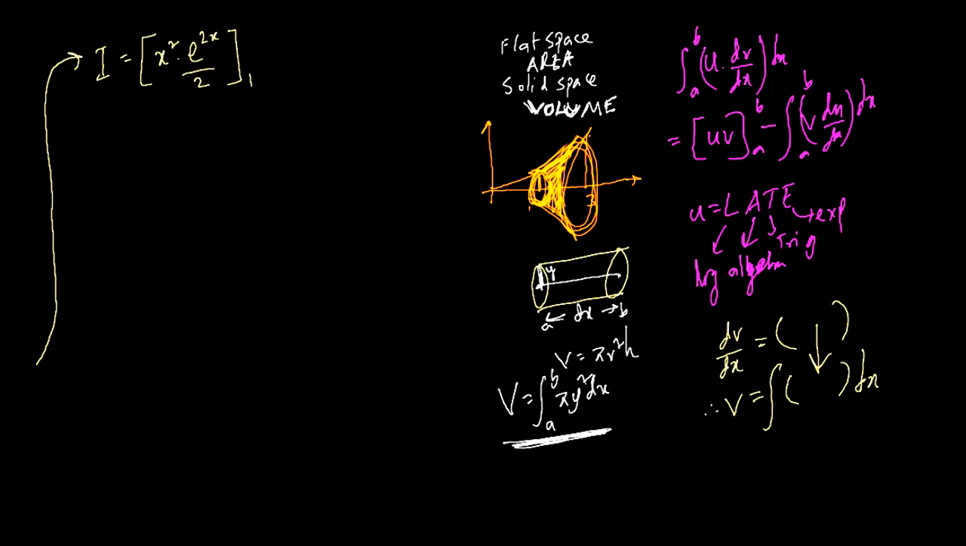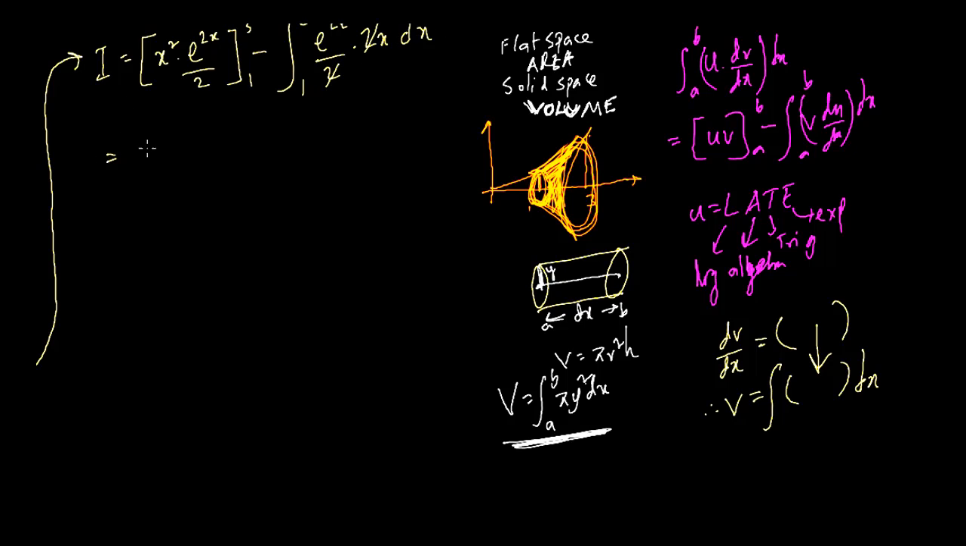So the limit is 1 to 3, minus integration, limit 1 to 3. V is going to be again e to the power 2x divided by 2, and du by dx, the derivative of u, the derivative of x squared, is going to be twice x. So dx. So this 2 and this 2 cancel.